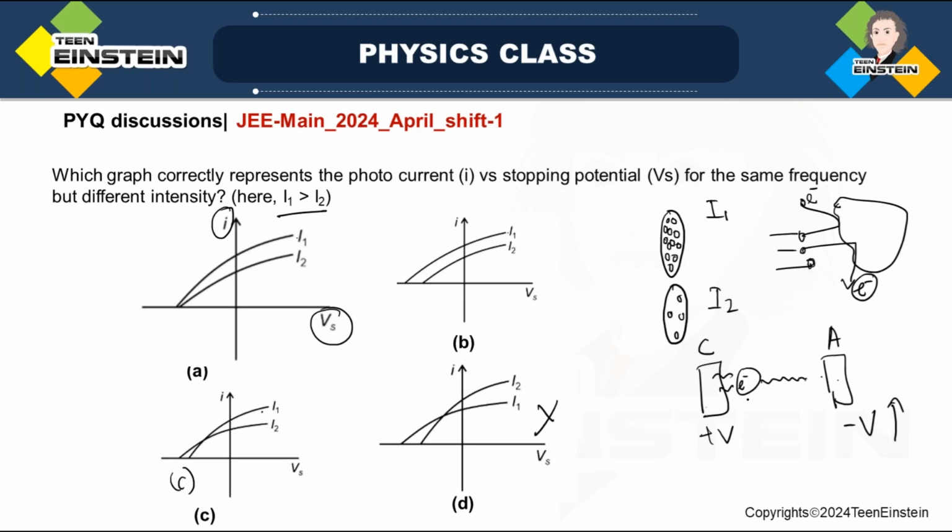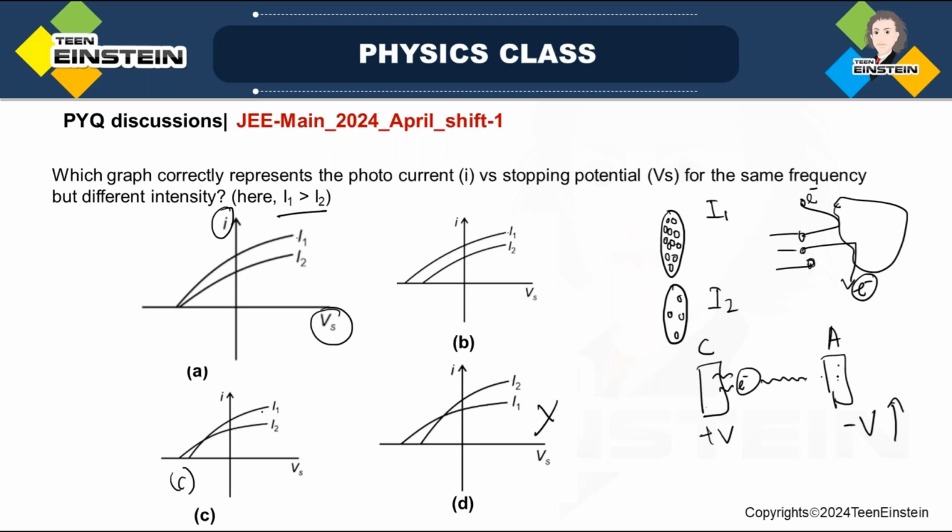Electrons coming out of the metal surface will have a distribution of kinetic energies, not a single energy. So as you increase the stopping potential or the reverse potential, only the electrons which have enough kinetic energy to overcome this barrier, this opposing potential, will actually reach the anode and then flow through the circuit.